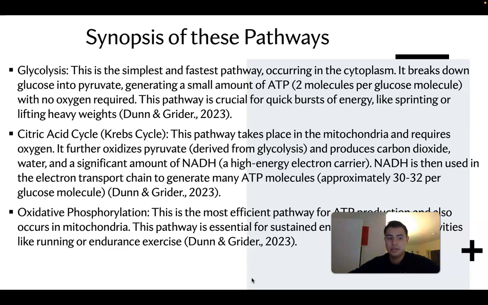And then lastly is oxidative phosphorylation. This is the most efficient pathway for ATP production and also occurs in the mitochondria. This pathway is essential for sustained energy needs during activities like running or endurance exercising. So if you're looking to get more cardio and more endurance, like longer distance runs or other activities that don't require as much lifting or quick bursts, oxidative phosphorylation is the most efficient pathway for that.